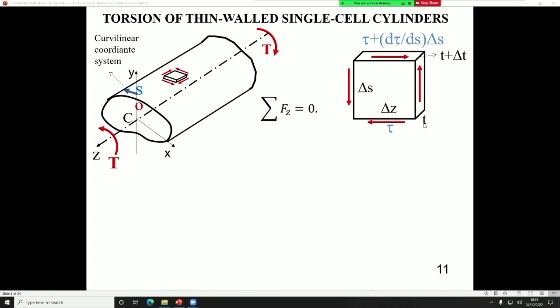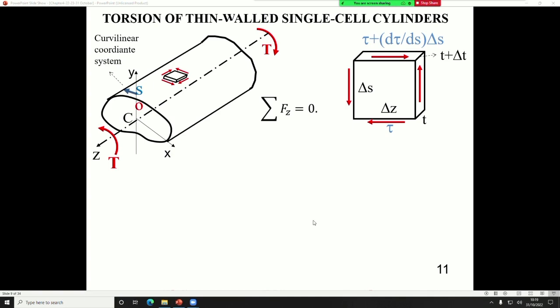Now look at the Z direction. We've got a shear stress acting on this plane of T times delta Z, and we've got a shear stress acting on this plane, which is T plus delta T multiplied by delta Z. So what was the definition of the stress? Force divided by the area. I'm finding the summation of the forces. So force is equal to stress multiplied by the area it is applied to.